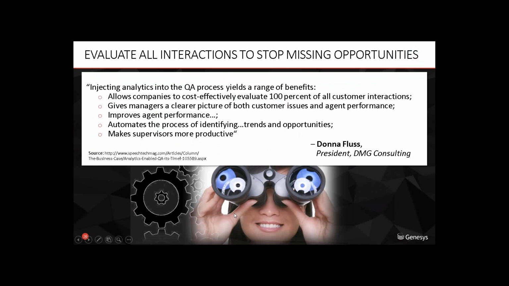So the summary here is a statement from Donna Fluss, who's the president of DMG Consulting, basically saying that injecting analytics into the quality process yields a range of benefits, most of which we've already discussed here today, but importantly, it really allows companies to cost-effectively evaluate 100% of interactions, which helps to dramatically improve performance and automates the process of identifying trends and opportunities.